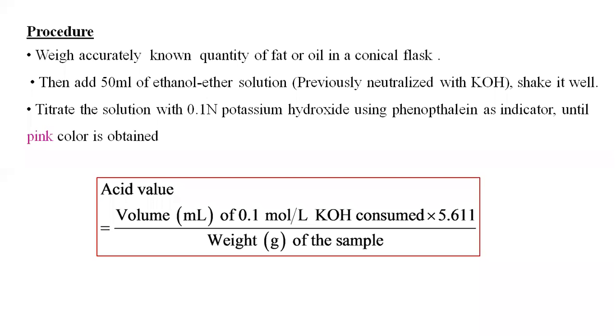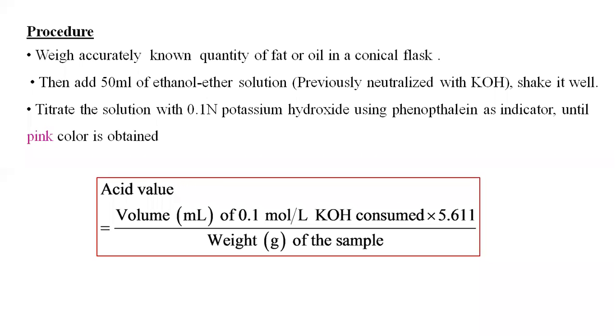The contents of the conical flask are titrated with 0.1 normal potassium hydroxide using phenolphthalein as indicator until pink color is obtained. So upon the titration of a carboxylic acid or free acid with the potassium hydroxide in the presence of phenolphthalein indicator, the completion of reaction at the end point is determined by change in color from colorless to pink.